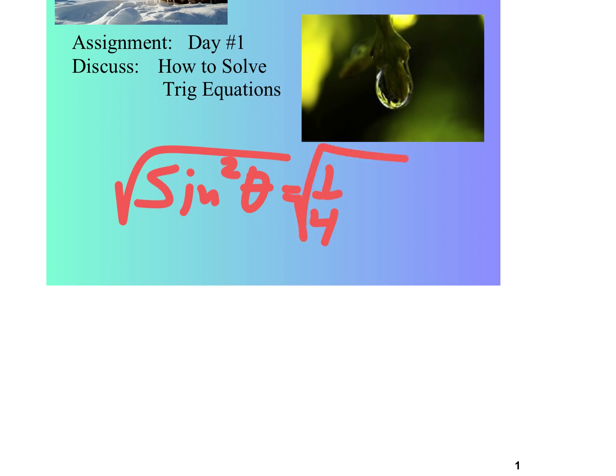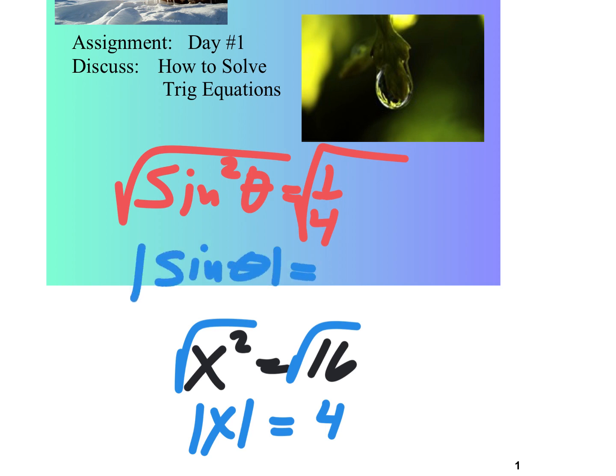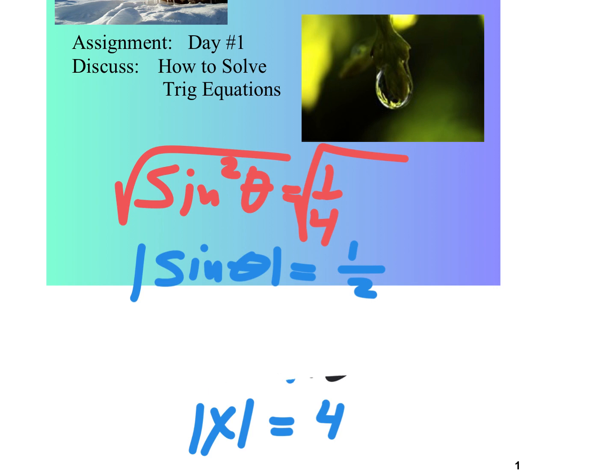The only problem is, people always forget this. If I just had x squared equals 16 and I took the square root on both sides, the square root of 16 is only 4, period. So how come there's two answers? Because there's absolute value of x. Same idea: the absolute value of sine theta equals the square root of 1, which is 1, over the square root of 4, which is 2. Now, do you get that that actually has 4 answers?